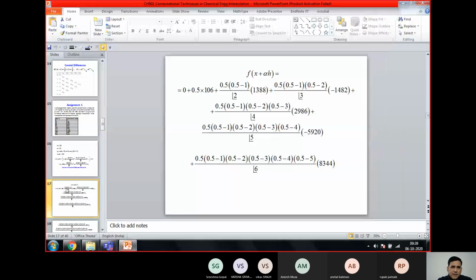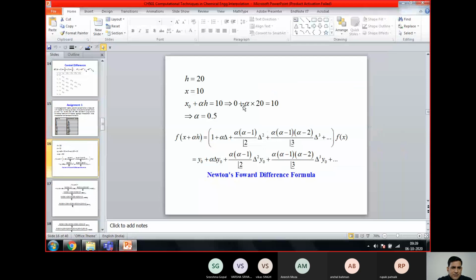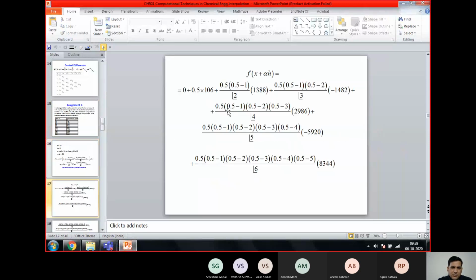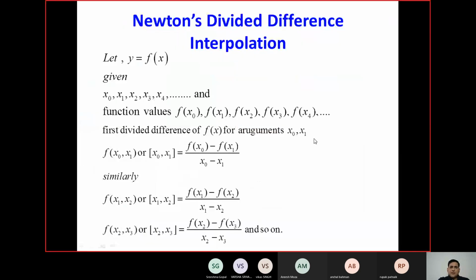So I think that this question is now over, right? So we were doing from this one. I think you did the calculation for the forward difference. Yes, sir. Okay, so next is the divided difference. Newton's divided difference. So far you did a forward difference, fine.